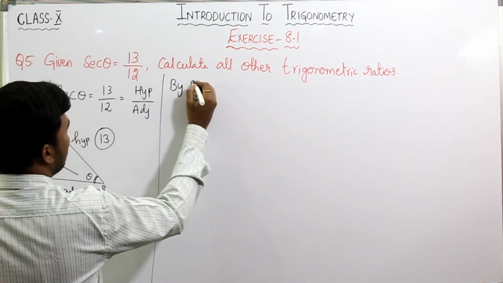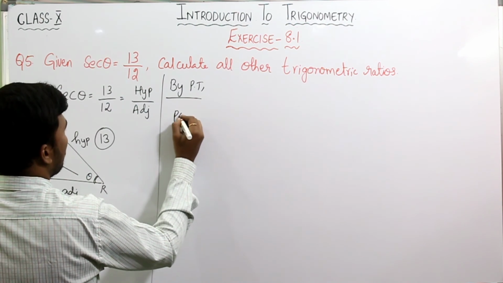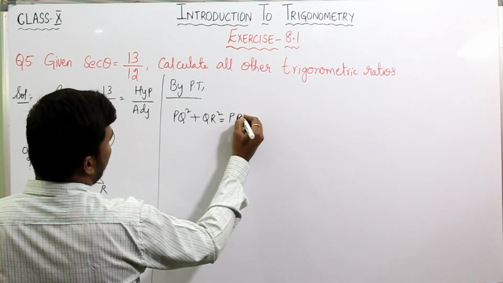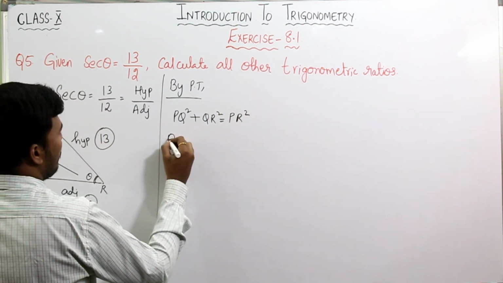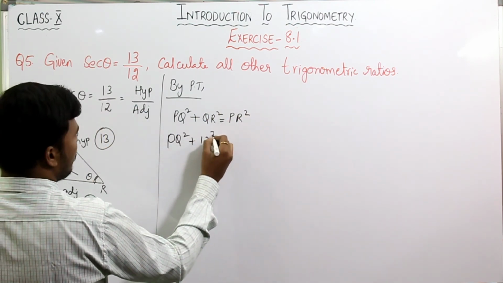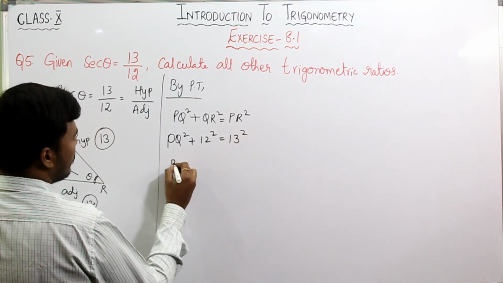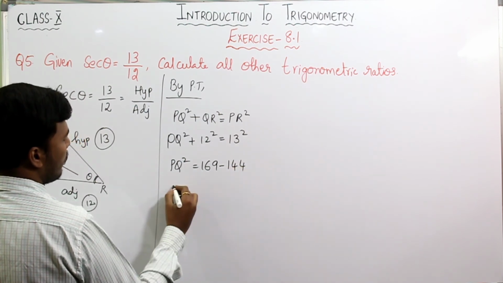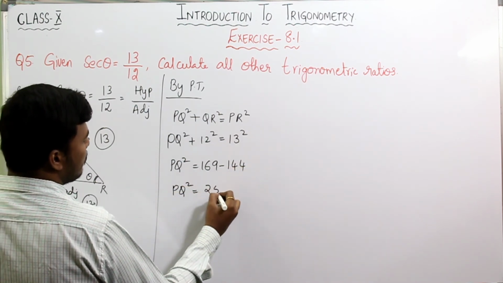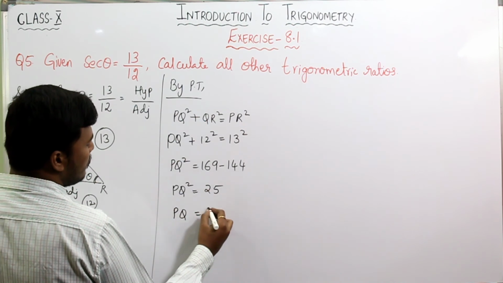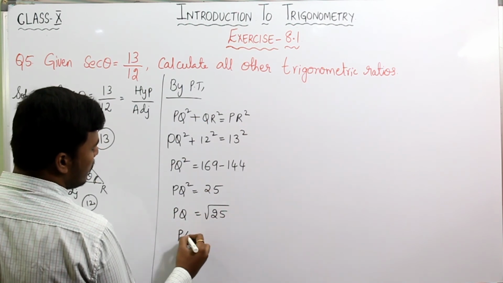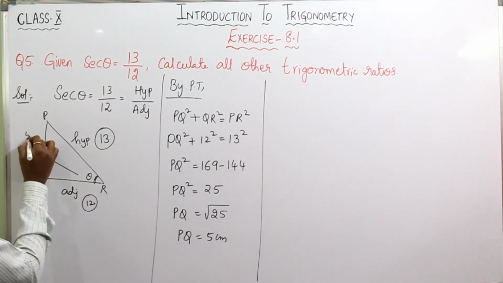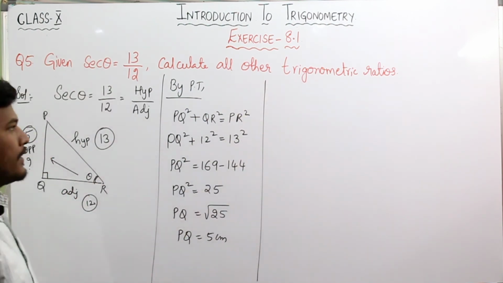So by Pythagoras theorem, what you can write here is PQ square plus QR square is equal to PR square. So PQ square plus 12 square is equal to 13 square. So from that, PQ square is equal to 169 minus 144. From that, PQ square is equal to 25. PQ is equal to the square root of 25. So PQ is equal to 5 centimeters. Okay, so we got the opposite side as 5 centimeters.